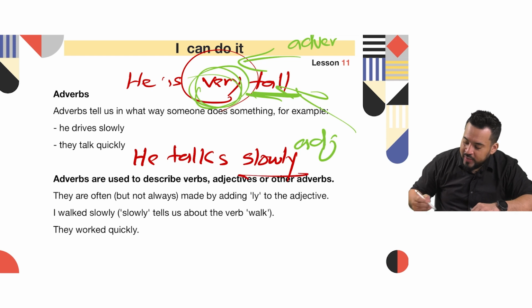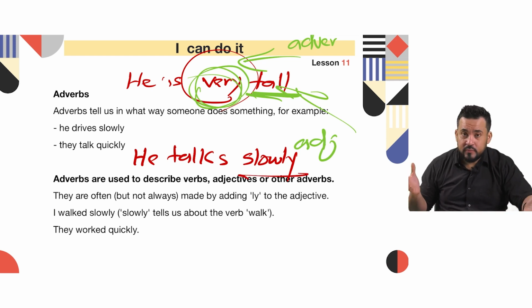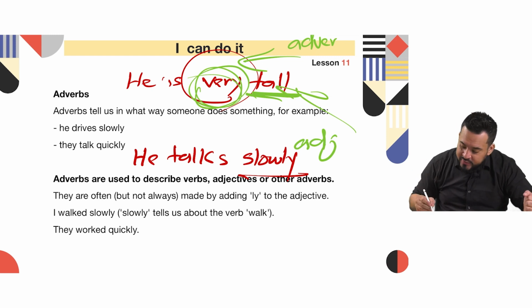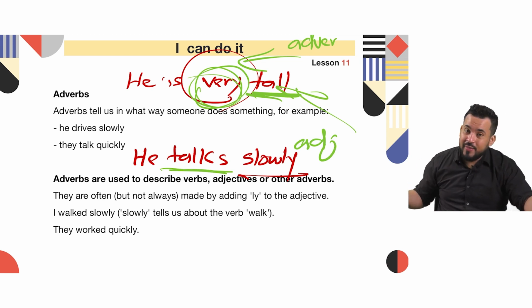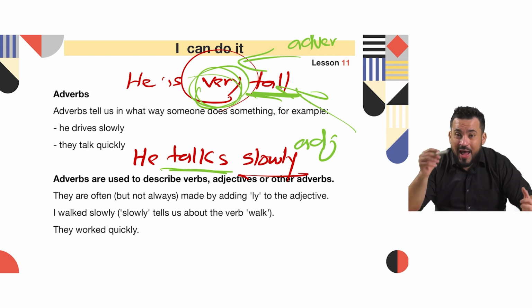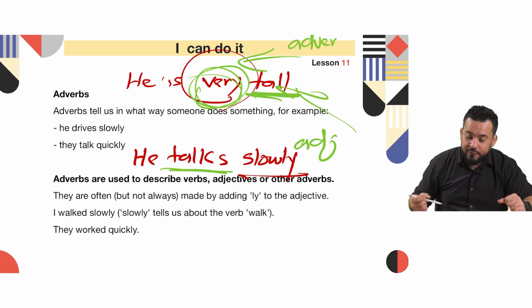I know that slowly is, yes, right, an adverb. Why? Because it describes talk, and talk is a verb. So if it describes a verb, that means it's an adverb. Now, how do adverbs describe other adverbs?